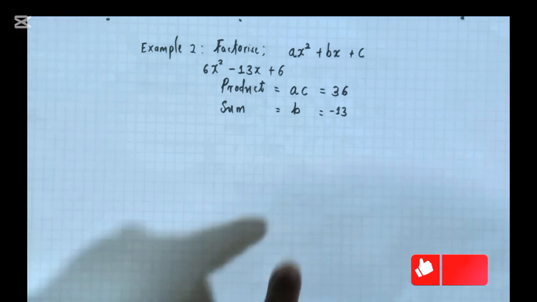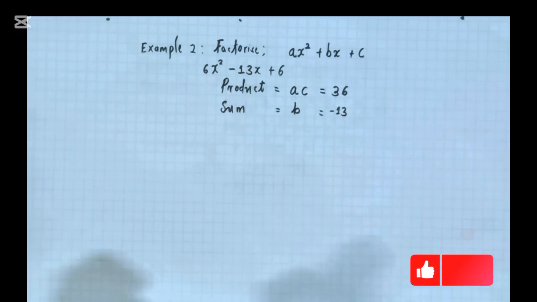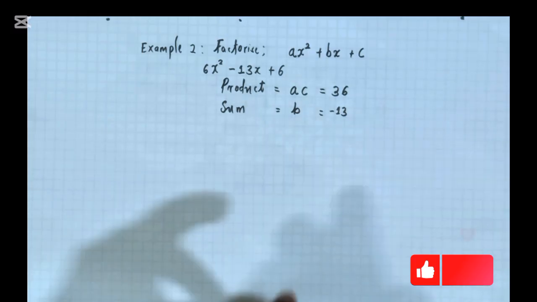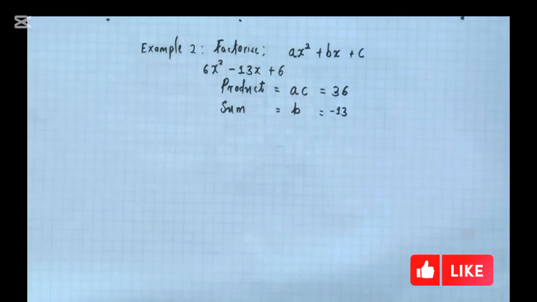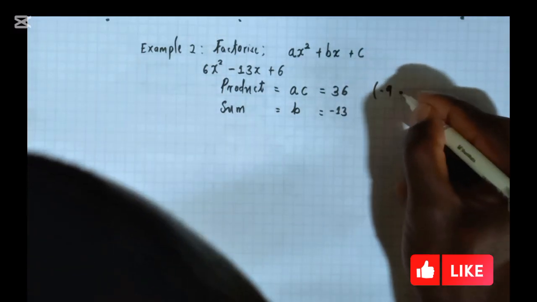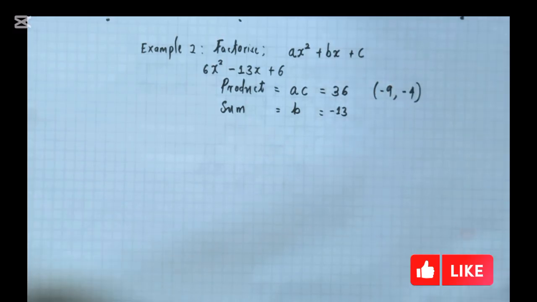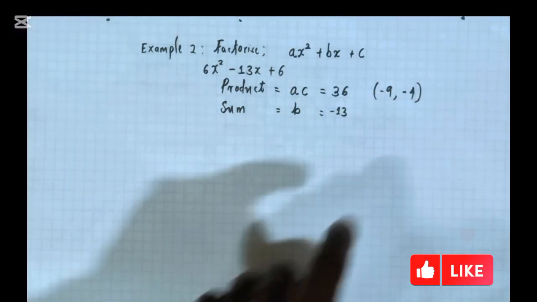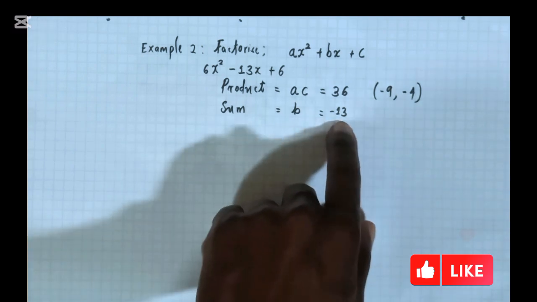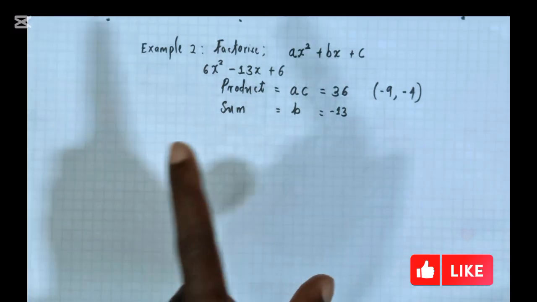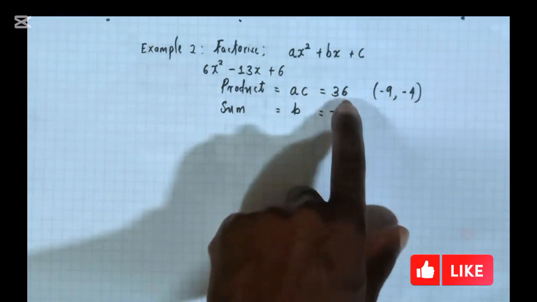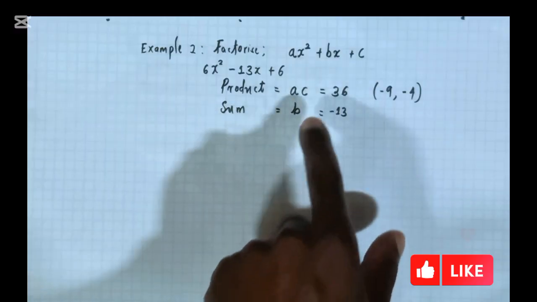So in this particular case, the numbers that I can quickly think of are negative 9 times negative 4. When you take negative 9 times negative 4, first of all, these are two negatives, so we'll get a positive number. Basically, that is like having 9 times 4, and that will give you 36. However, when you add negative 9 and negative 4, you get negative what? Negative 13. So these are the two numbers that you can multiply together to give you our product, which happens to be 36, and add together as well to give you what? Negative 13.